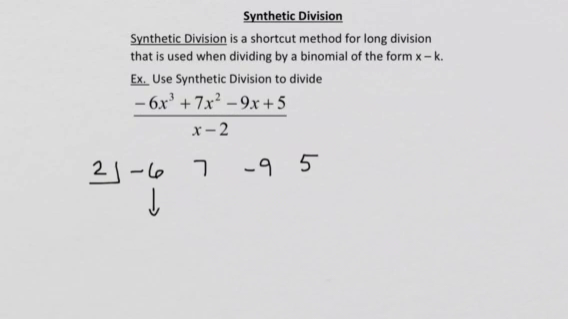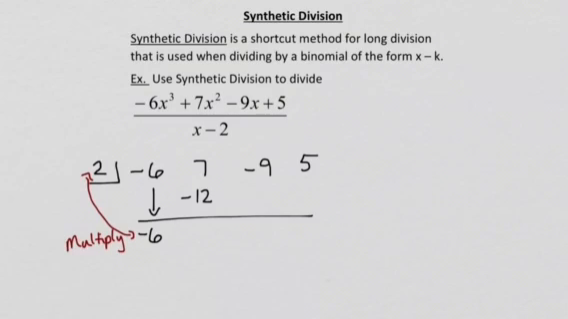We'll bring down the first number, so bring down the negative 6, multiply to get negative 12. So what we're multiplying with is the number in the box. So the number below the line is multiplied with the number in the box to get negative 12. We'll put that answer above the line. Then we will add the numbers above the line and write our answer below the line, so negative 5.